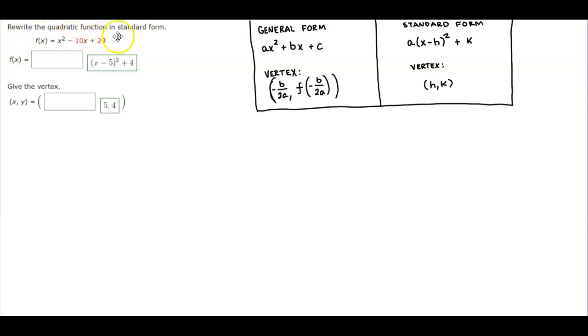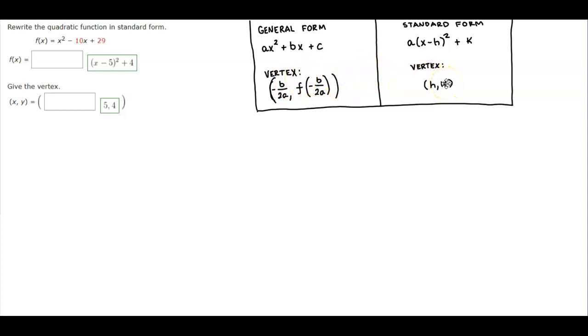Rewrite the quadratic function in standard form. The function is x squared minus 10x plus 29. Now let's go back to the definition. The general form is ax squared plus bx plus c, and we want to write it in standard form, which is a times x minus h squared plus k. And keep in mind the vertex formulas.